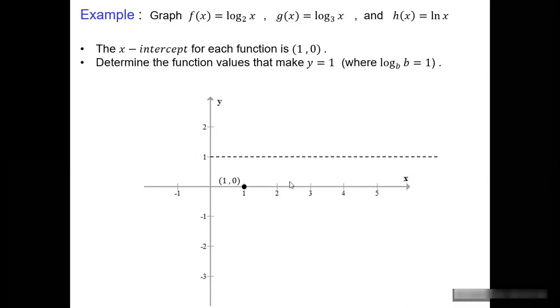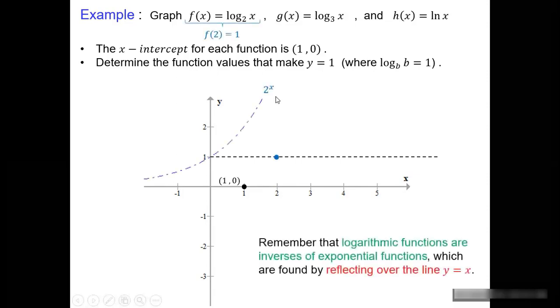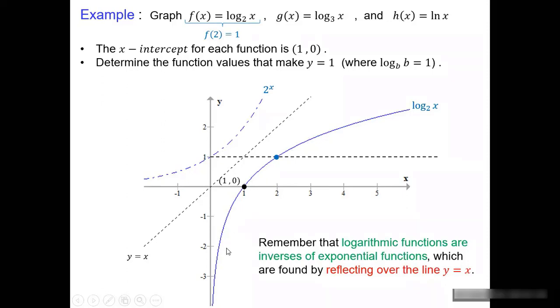and recognize that we still want to get those values of 1. So I would recognize that log base 2 of x would go through the other point 2, 1. And we could see that it's the inverse of 2 to the power of x. And so if I were to reflect over the line y equals x, that's why this blue graph is the shape of this logarithm. So remember that logarithms are always inverses of 2 to the x.